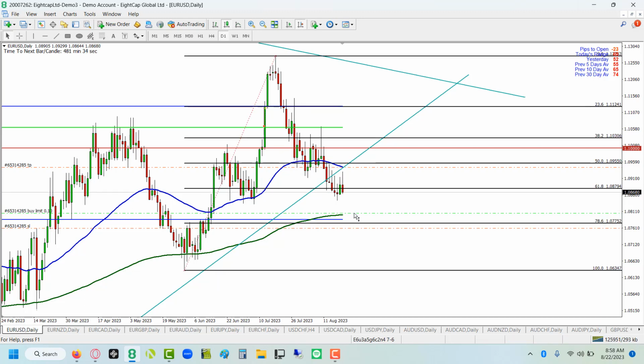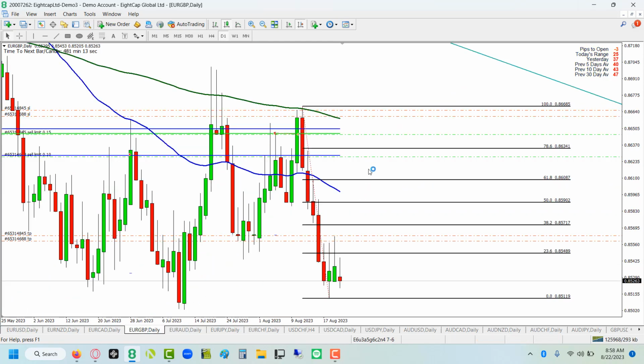Stop loss is safely underneath the 78.6 fib. I have it in line with these lows here and kind of where it made support and then resistance for price before it retested and pushed through. And my take profit is up here with the daily 55, 50 fib, and the bottom of this trend line now. Next, moving on to the Euro Pound.